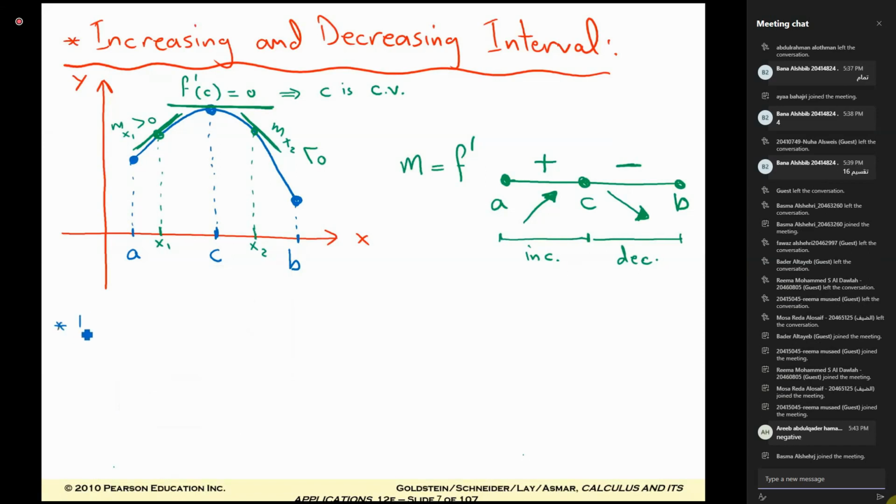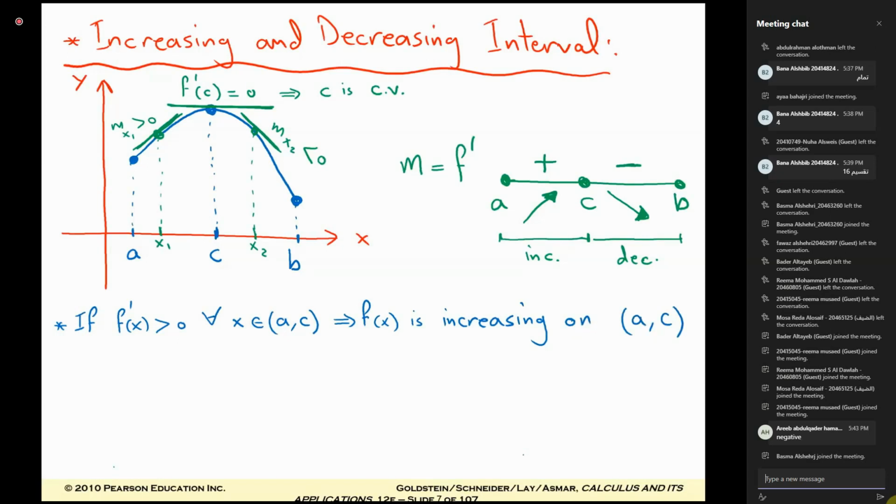if f prime of x is greater than 0, meaning f prime is positive, positive for all x belonging to the interval from A to C, then f of x is increasing on the interval from A to C, because for any value from A to C, f prime is positive, so the slope of the tangent line is positive, the tangent line is increasing.